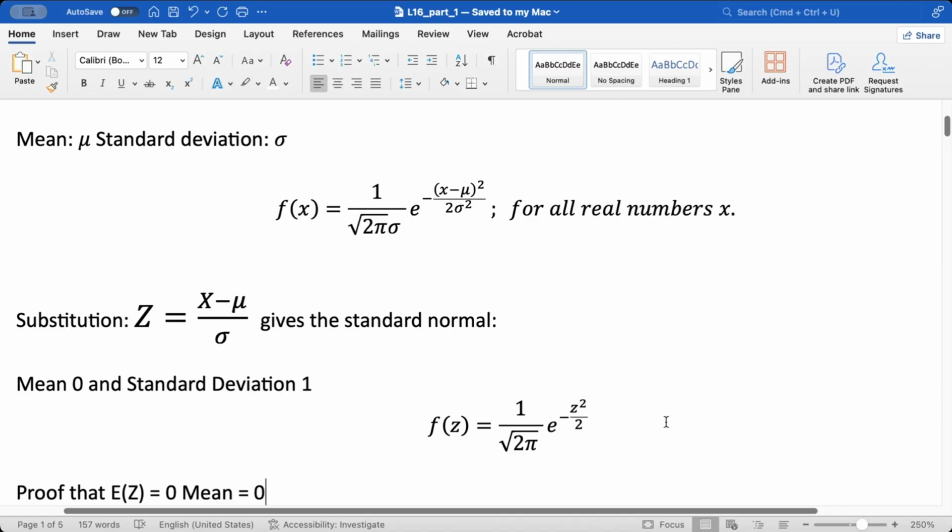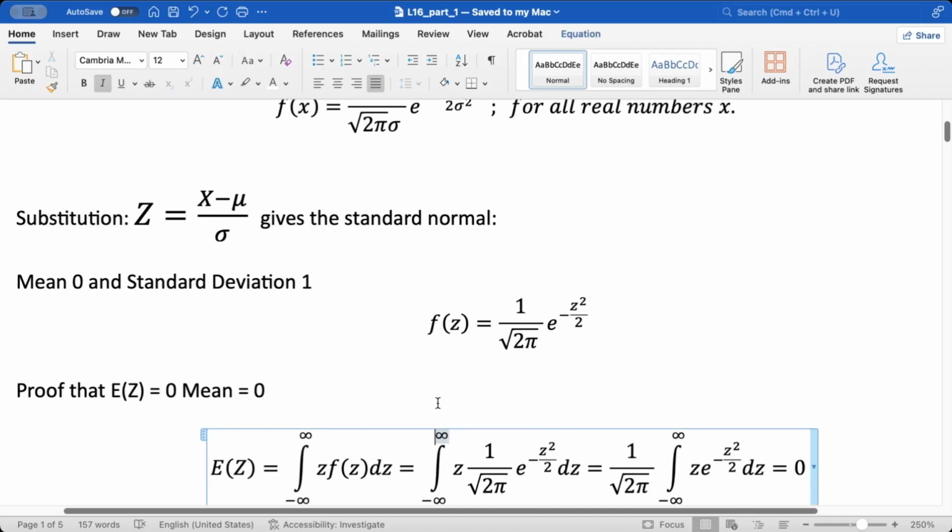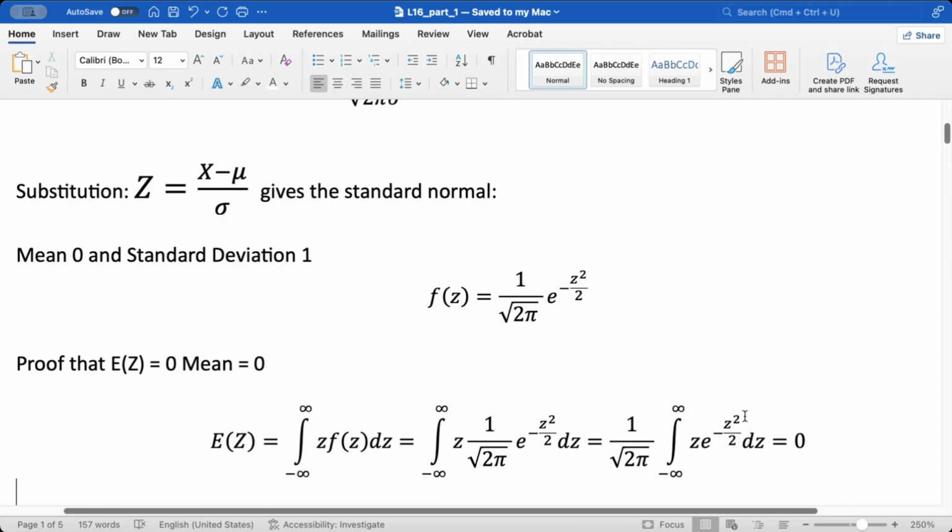So first up, we're going to prove that the expected value, the mean of this new variable, is 0. So we're going to do z times the density. I know we're using z instead of x because we made the substitution, but same kind of process here. Integrating from negative infinity to infinity, z times f of z dz, which is z times the density, 1 over radical 2 pi e to the minus z squared over 2 dz. And we want to show that this ends up being 0.